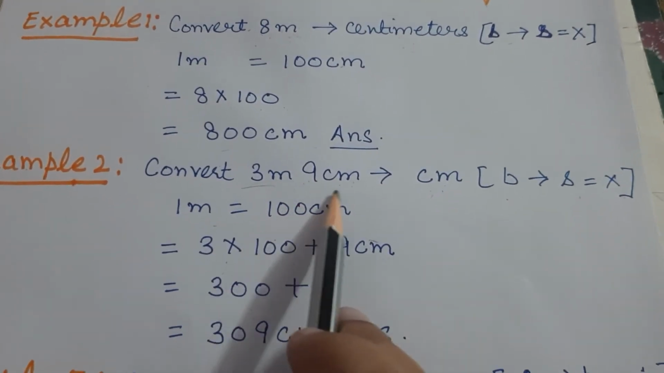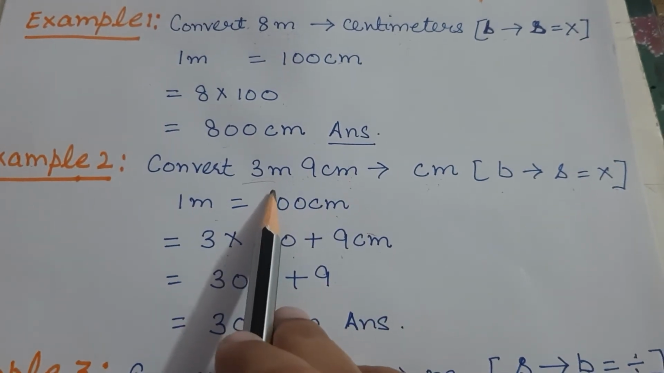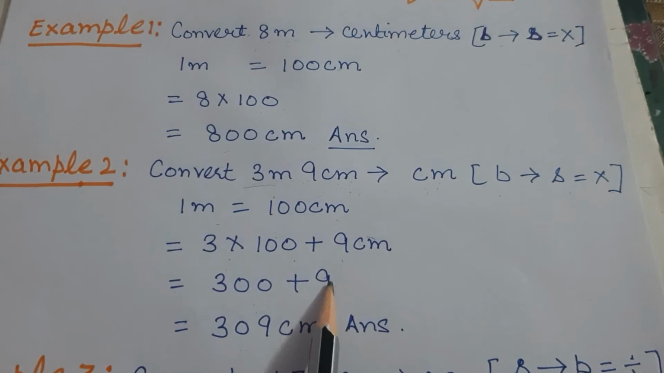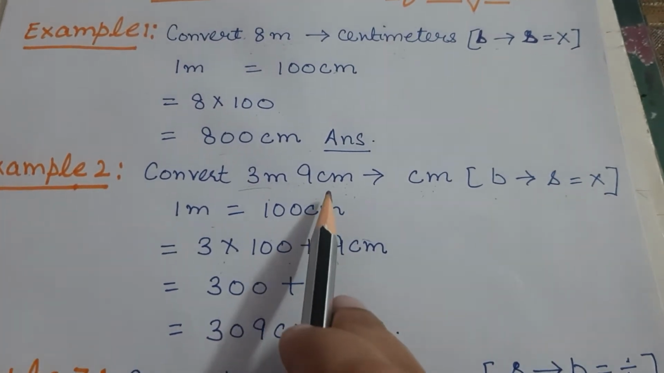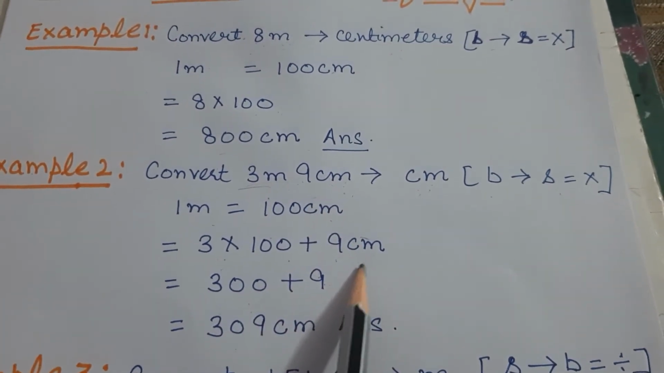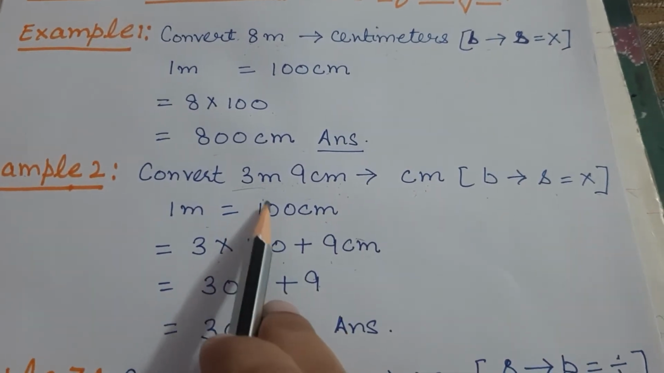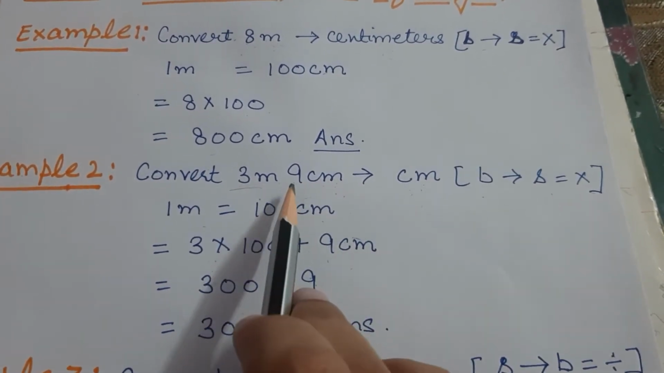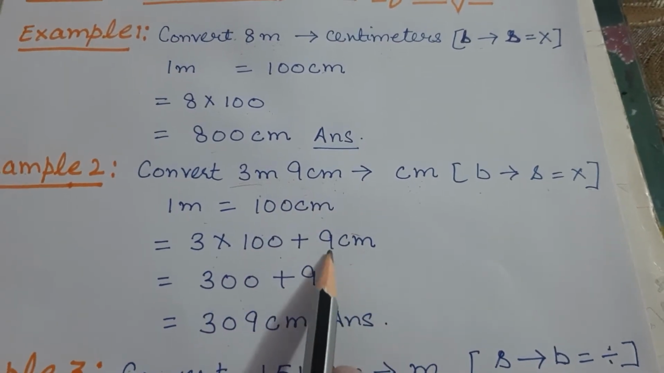So what have you learned here? If centimeters are given along with meters, those centimeters will be added as it is, because they are already in centimeters and we are converting this into centimeters. So no need to change this. We cannot change this.